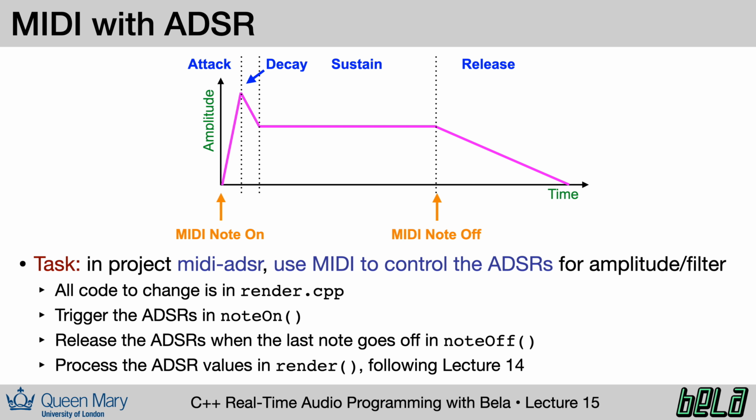In this case, the only code you need to change is inside of render.cpp. Specifically, look at the note on and note off functions for triggering and releasing the ADSRs. And then in the render function, you need to write the code to process the ADSR values following the same sorts of things that we did in lecture 14. Pause the video here.